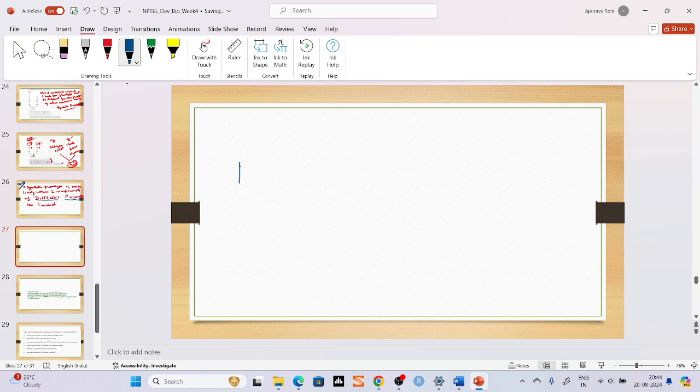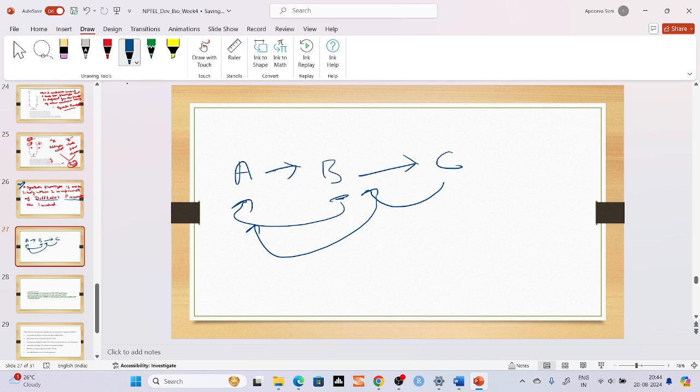if A gets converted to B and B gets converted to C. So B is dependent on A because B will get activated only when A is there. C is dependent on B also, C is dependent on A also. But is A dependent on anything? No, A is not dependent on B and C. A is inducing the expression of B and C. A is not dependent on B and C.